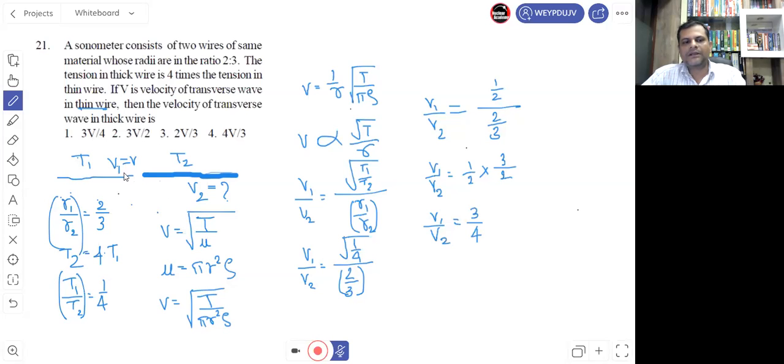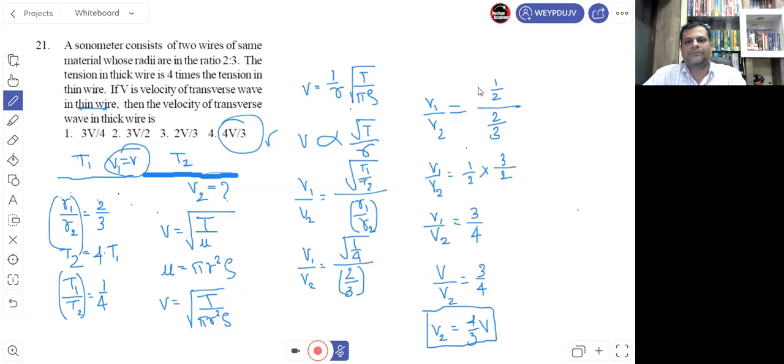But v1 is actually given as v. So if we put v in place of v1 here, then in the next step what will we get, see: v upon v2 becomes equal to 3 by 4, right? And if we simplify this further, then we get v2 is equal to 4 by 3 times of v. This is actually going to be the final answer. So 4 by 3 times of v, that is, the fourth option will be the correct one. Getting it?